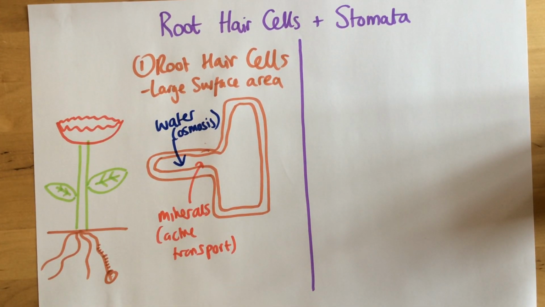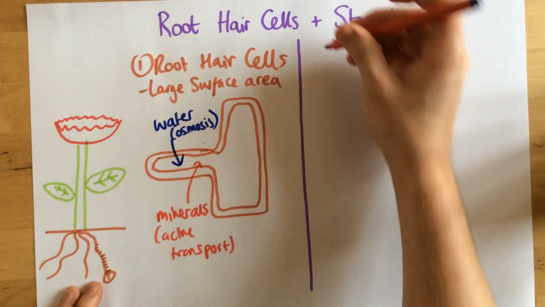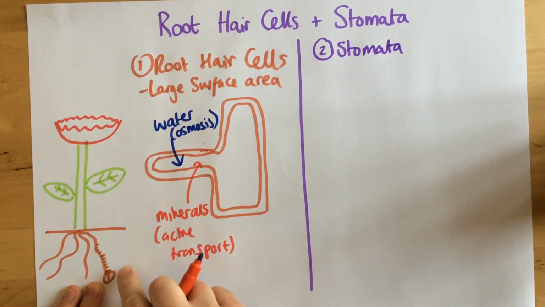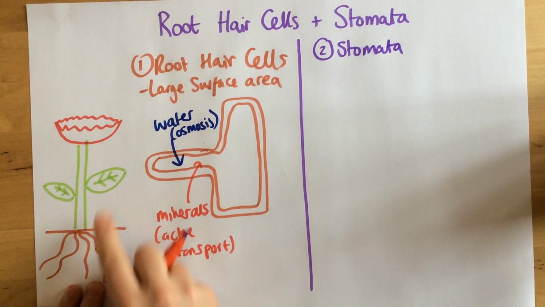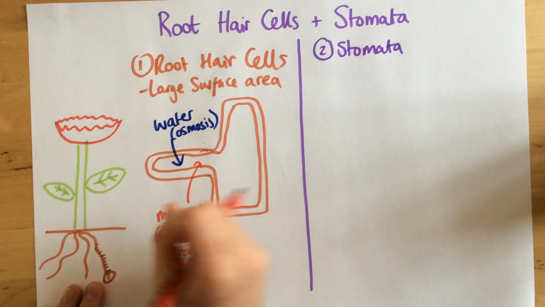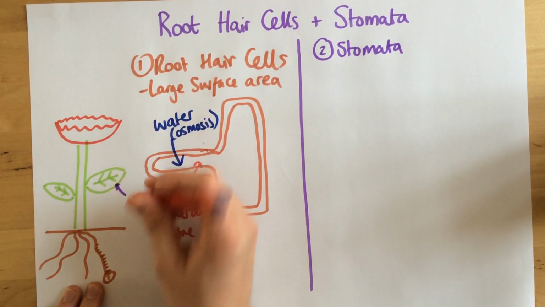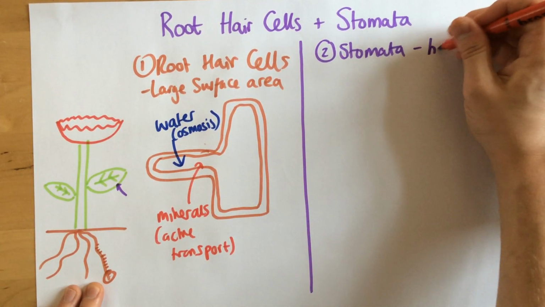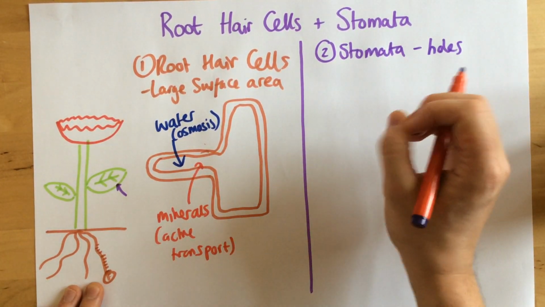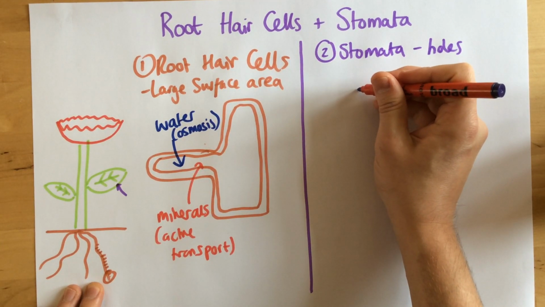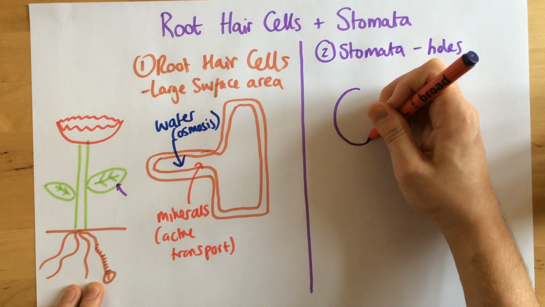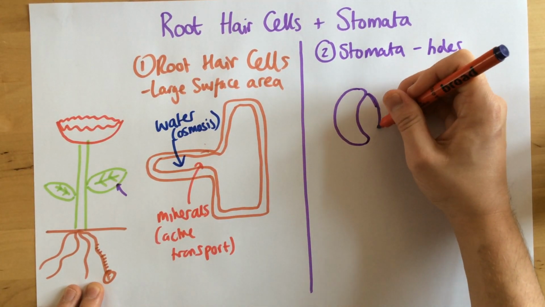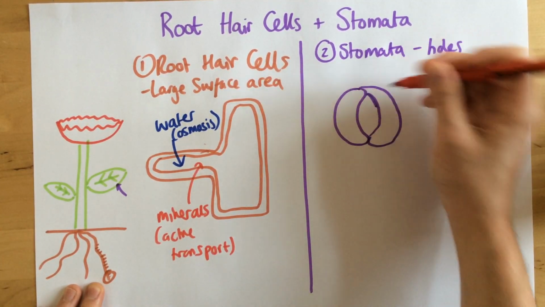So let's move on to stomata. So stomata are not found in the roots like root hair cells. They are found in the leaves, and in particular the underside of the leaf right here. Stomata are essentially little holes or pores in the bottom of the leaf, and I'll show you how it works. So first of all, I'm going to show you when the stomata are open by drawing this like this.